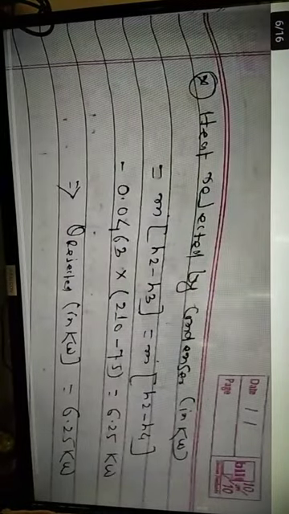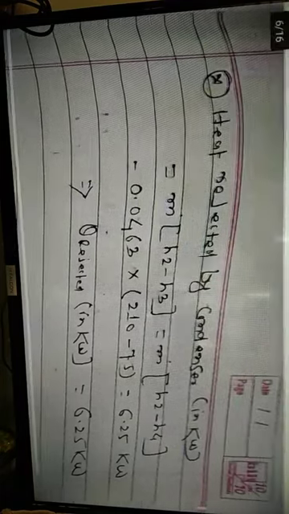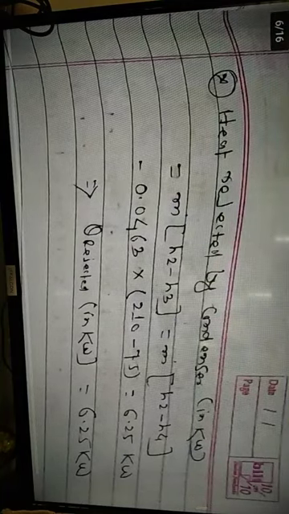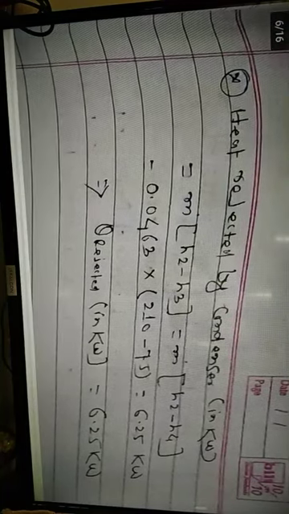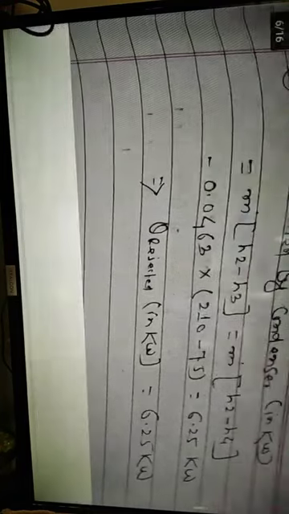In the third part, we have to find the heat rejected by the condenser in kilowatt. Since the condenser is installed between points 2 and 3, the heat rejected by the condenser is equal to m dot into H2 minus H3, where m dot is the mass flow of refrigerant which we have calculated. This m dot is 0.0463, H2 is 210 kJ per kg, and H3 is 75 kJ per kg. After putting in these values, we get the heat rejected by the condenser as 6.25 kilowatt.